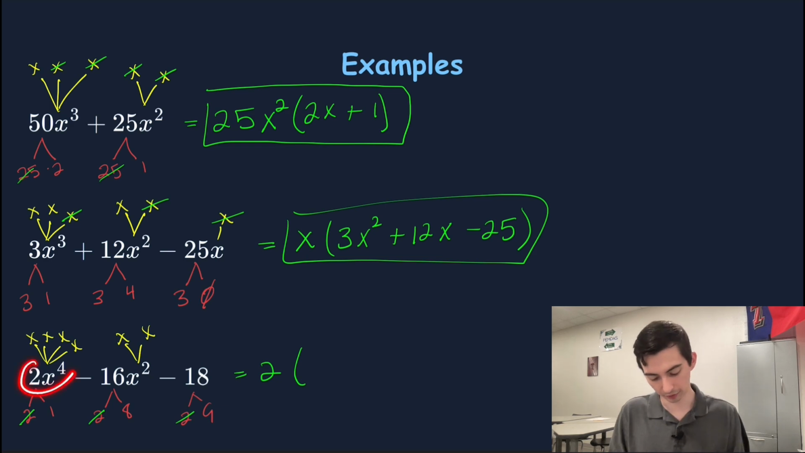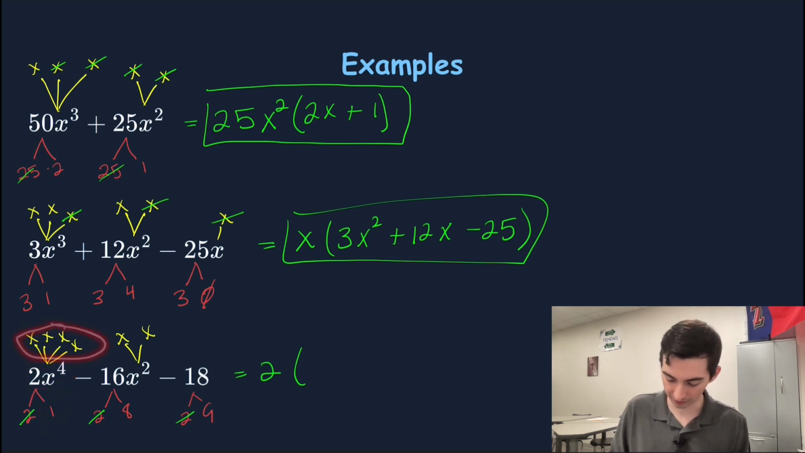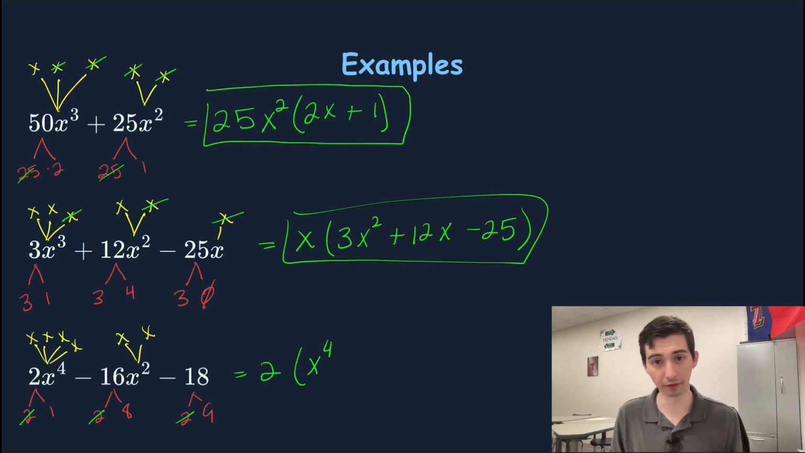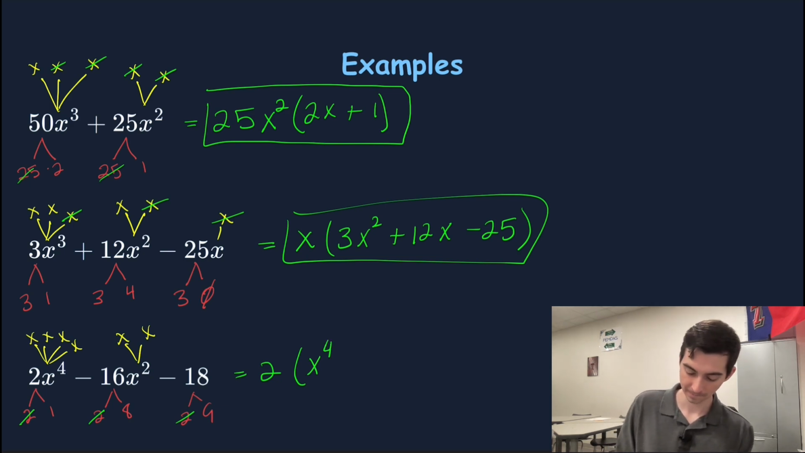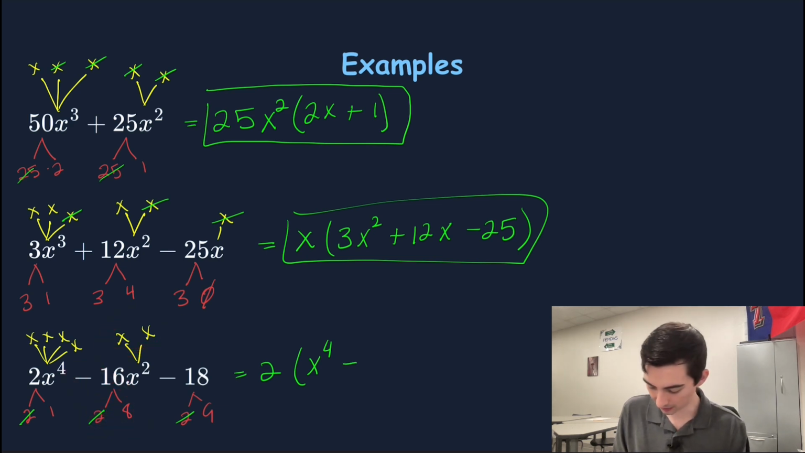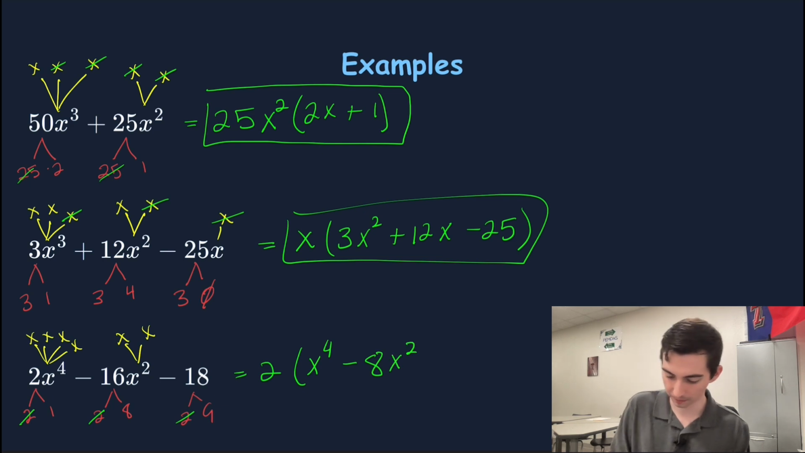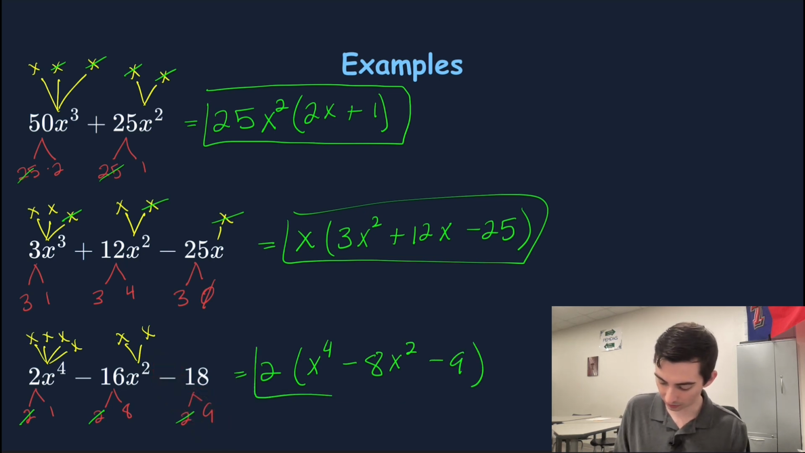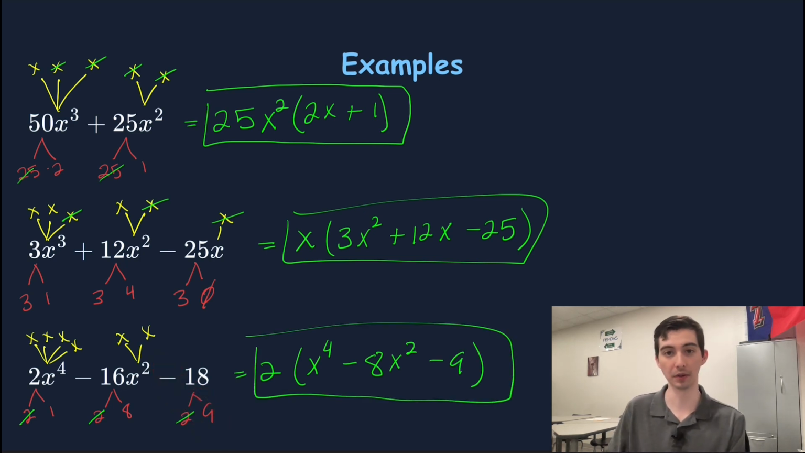When I divide this first term by 2, I'm just left with 1, and then 4 x's. So I have 1 x to the 4. When I take out a 2 from the 16, I'm left with negative 8, and then these x's. So we get negative 8x squared. And then when I take a 2 out of this 18, I'm left with negative 9. So I just get minus 9. So this would be my factored polynomial.